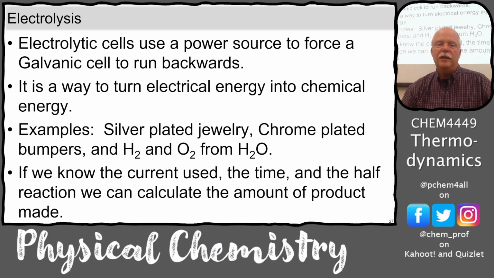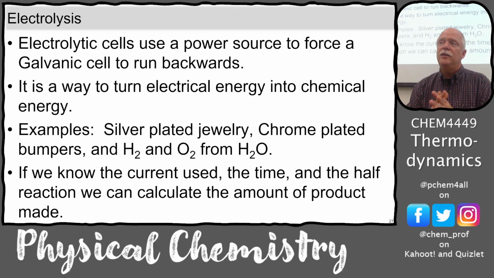Now, if we run galvanic cells backwards, we have an electrolytic cell. And it's a way to turn electrical energy into chemical energy. Now, I talked about having oxygen and hydrogen. We don't really have a lot of hydrogen gas on the Earth's surface because we have an oxidizing atmosphere. So as soon as hydrogen is produced, eventually it's going to get hit with an oxygen molecule. It's going to react and will make water.